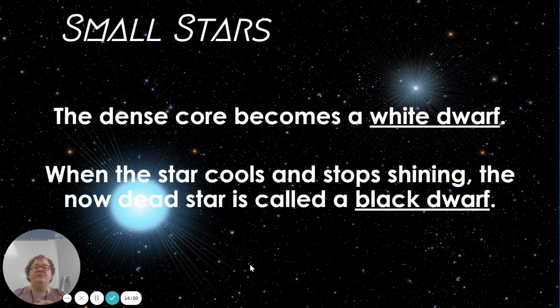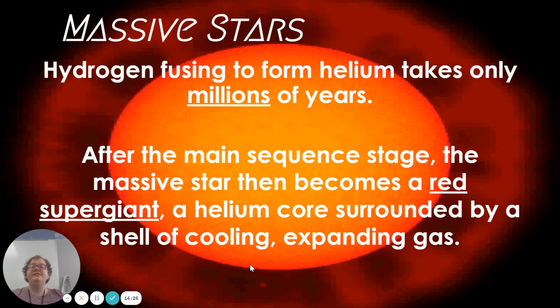Okay, so again, for small stars, we have main sequence. Then we have red giant, where it's making carbon in the center. It's expanding, expanding, expanding. As it expands, it creates that planetary nebula as those layers kind of break away. What's left is that dense core called a white dwarf. When the white dwarf no longer shines and produces energy, it's a black dwarf. Only small stars like our sun will go through that pathway. If it is a massive star, that hydrogen fusing to form helium takes only millions of years.